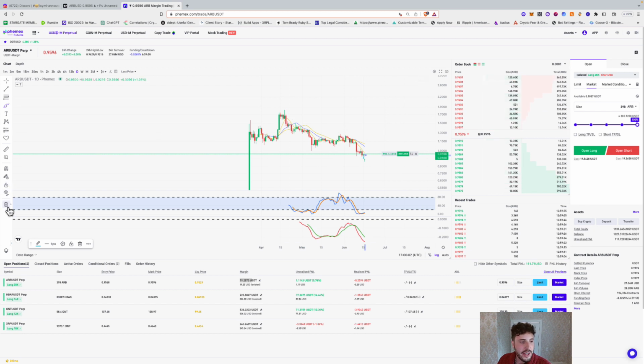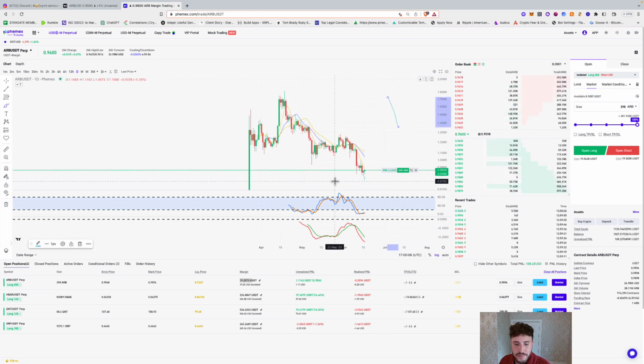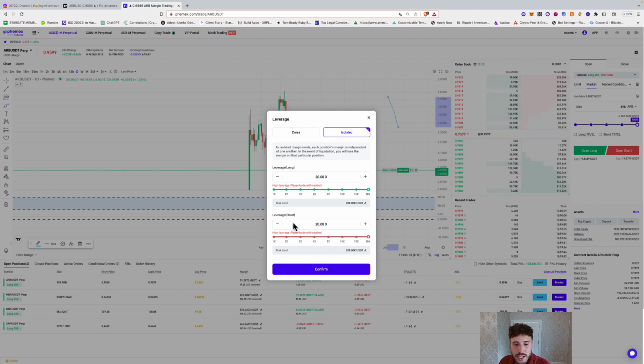And then say you wanted to set up a short. It's the same thing. And I like Phemex because you can set up a short and a long at the same time. That's why you have these different leverage amounts for either a short or a long.